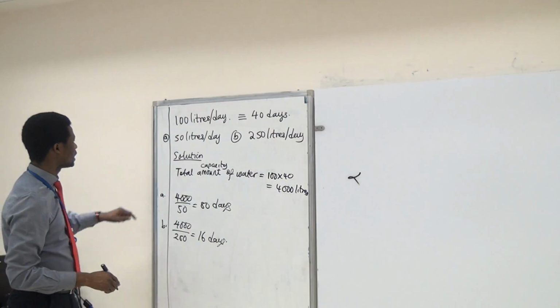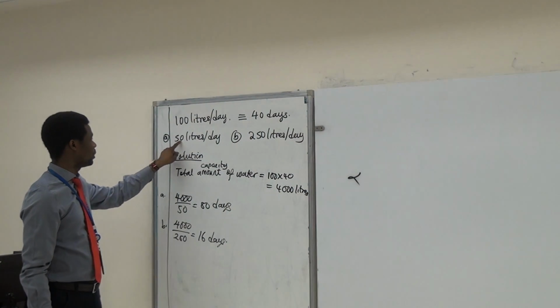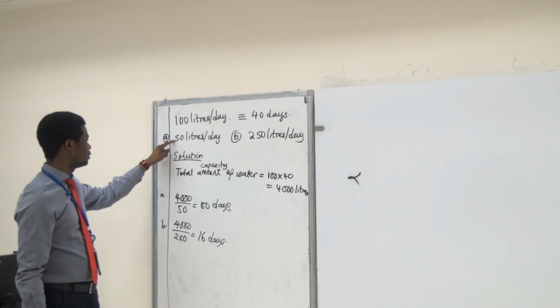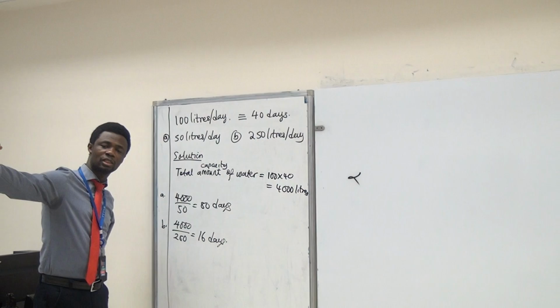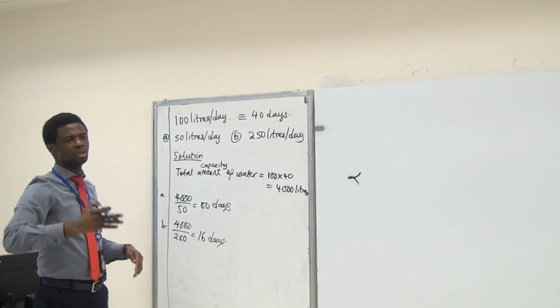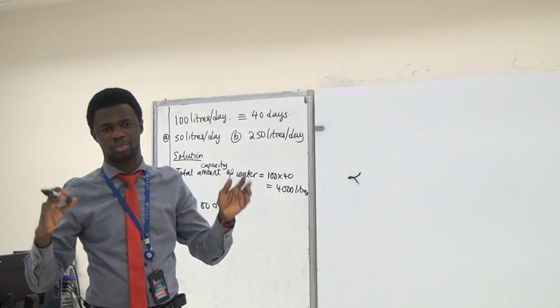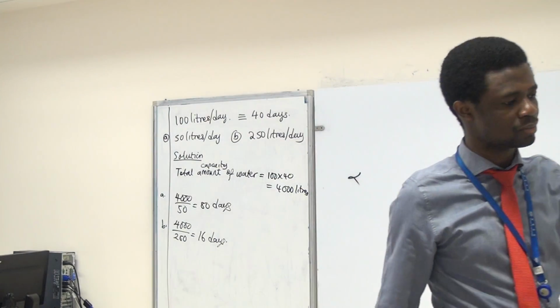You can see that when the rate reduces, the number of days increases. From 100 to 50, this jumped from 40 to 80. That's what she was trying to say. Because the rate reduced by half, the days are multiplied by 2. But I need explanations like this, not just mental math, multiply, divide, whatever. There's a reason you must do it that way. Any other questions? Yes.